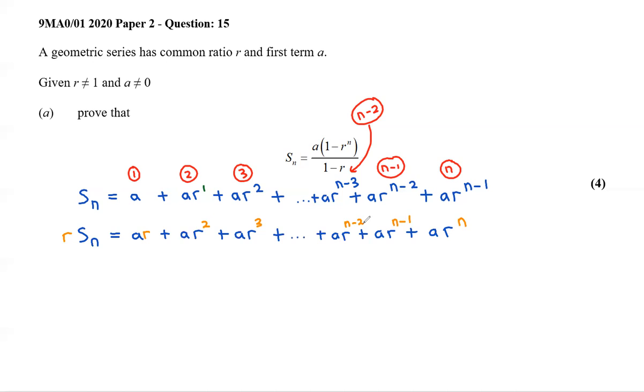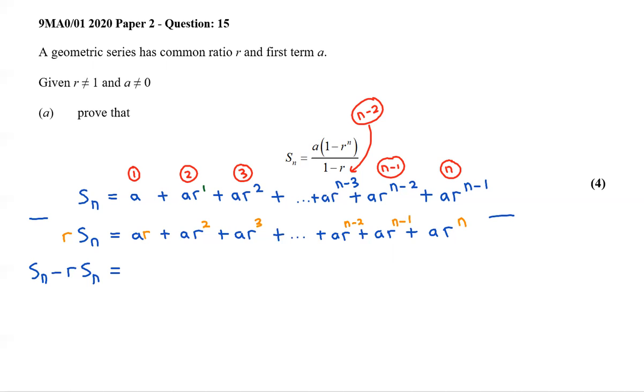Okay. Now, this is the trick. We subtract row 2 from row 1 or vice versa. It doesn't matter. We're going to subtract the whole thing. So we subtract on the left-hand side of the equation. We subtract on the right-hand side of the equation. Now, on the left-hand side, we're going to get Sn subtract rSn like that. And on the right-hand side, we see something really nice happening.